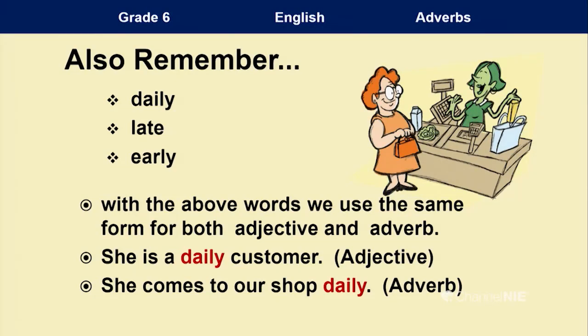Yes, there are three words I can see, Miss Suchitra. Yes, what are they? Daily, late and early. Right? All right. So what is special about these words? With the above words, daily, late, early, we use the same form for both adjective and adverb. Let's see this. She is a daily customer. There you have daily as the adjective. Customer is a noun. How does she come to the shop? She comes to our shop daily. Daily is the adverb.